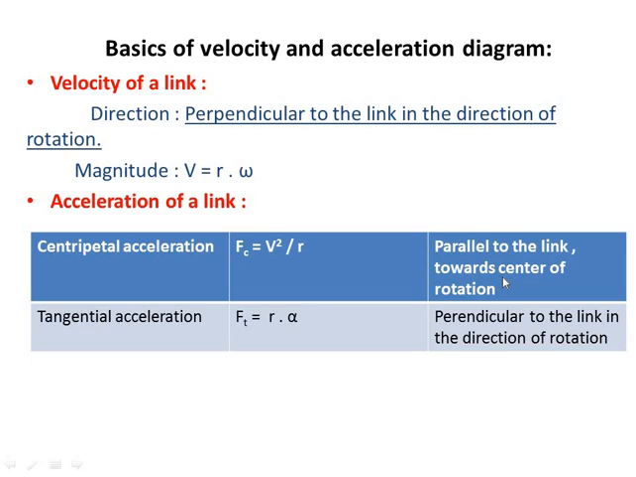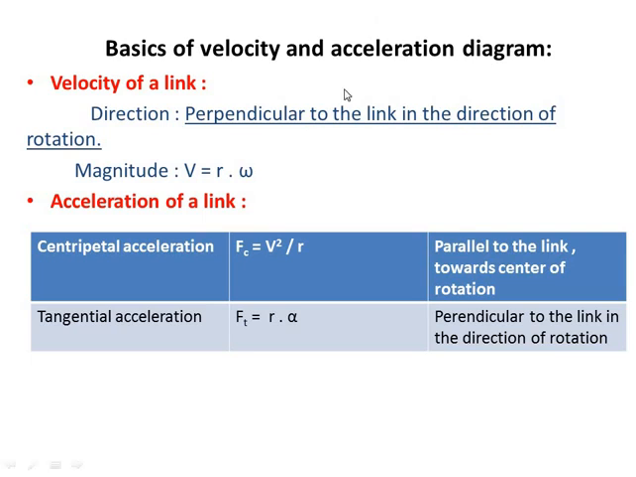So the direction of the centripetal component will always be parallel to the link, but it should be pointed towards the center of rotation of the link. And the tangential acceleration Ft will be given by r × alpha, where r is the length of the link and alpha is the angular acceleration of the link, and its direction will be perpendicular to the link in the direction of rotation. So we will see this in detail when we draw the acceleration polygon.